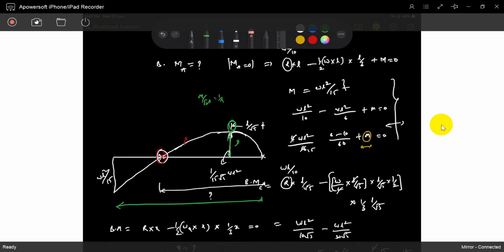What is that value? Directly you can use the area moment method. So the moment of the curvature diagram. Curvature means M by EI. So this total moment diagram, moment of this area with respect to this point. Can you calculate? Easily calculated. One thing take as minus, one thing positive.